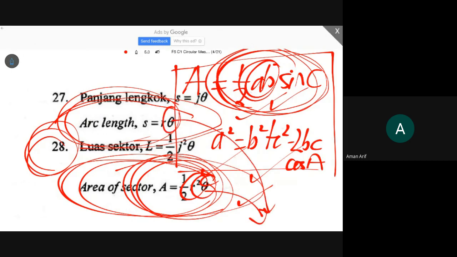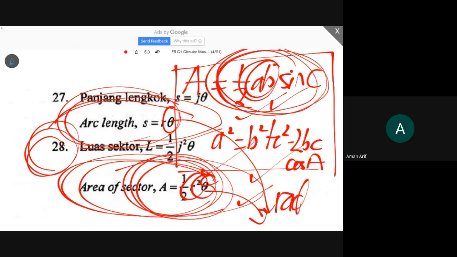Radian atau darjah kena gantikan? Is it you sub the value in radian or degrees? Yes, correct. Always in this formula is radian. When do you use degrees, guys? Can you remind me? Bila kita boleh sub darjah? When can we substitute degrees? In what condition? Yes, very good, Farihin.